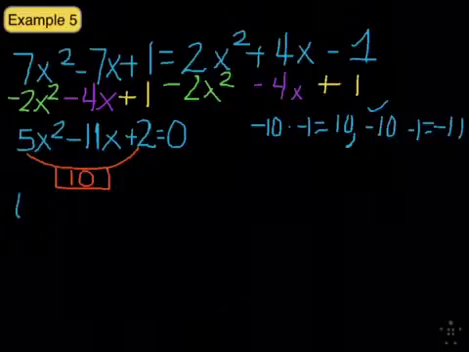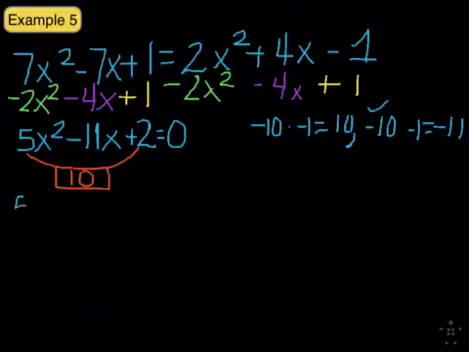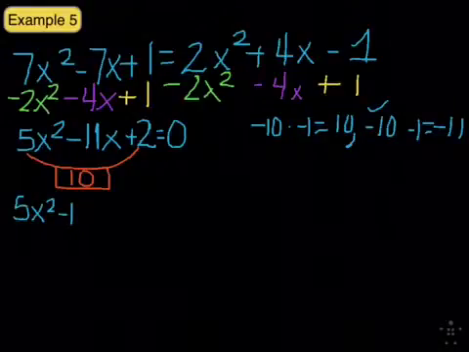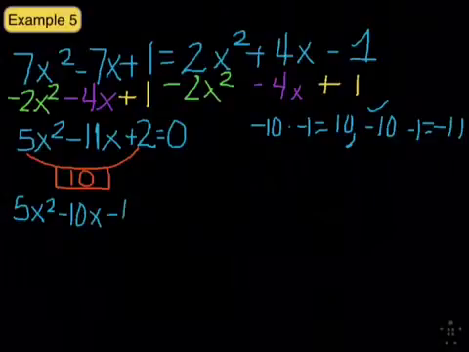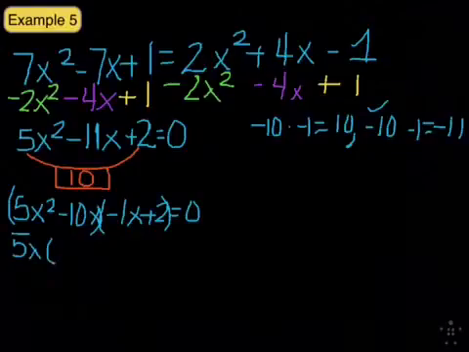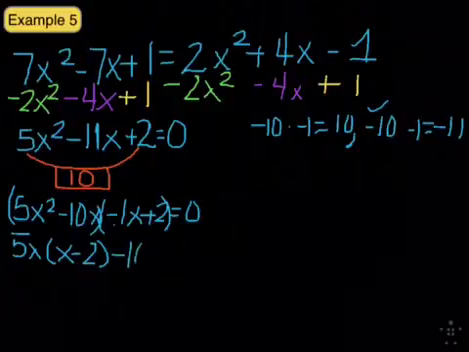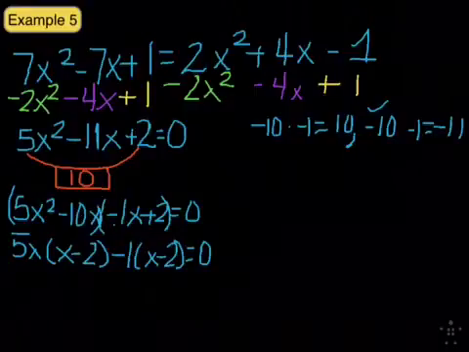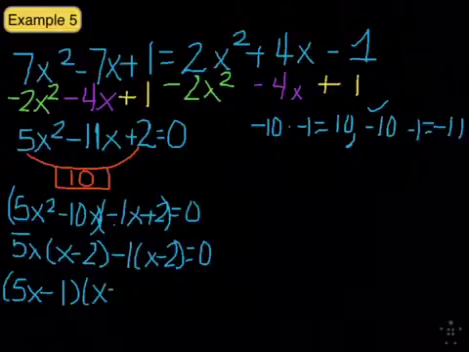So factor, we're going to have 5x squared minus 10x minus 1x plus 2 equals 0. Group them together. GCF of this set is 5x. So I'm left with x minus 2 in parentheses. GCF of this set is negative 1. So I'm left with x minus 2 in parentheses. So I end up with 5x minus 1 times x minus 2 equals 0.